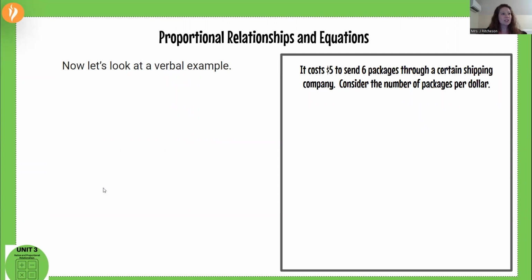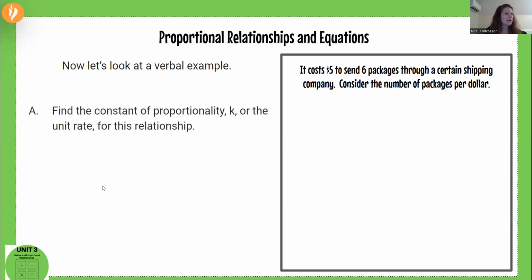Consider the number of packages per dollar. All right, so to find the constant of proportionality, we want to know the number of packages per dollar. So we're going to divide 6. It says per dollar. Almost always we divide our dollars by our quantity, but this is the number of packages per dollar. So this time we're actually going to divide 6 packages by $5, and we would get 1.2 packages per dollar.